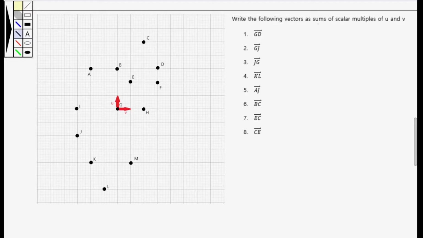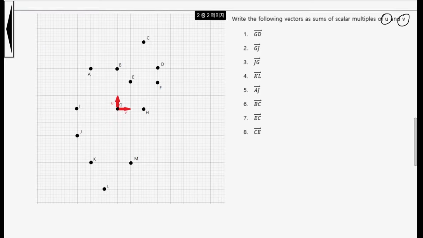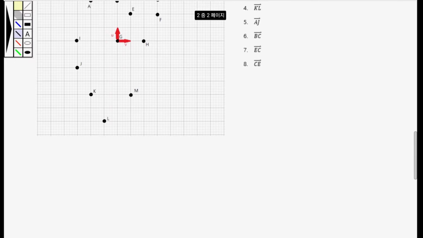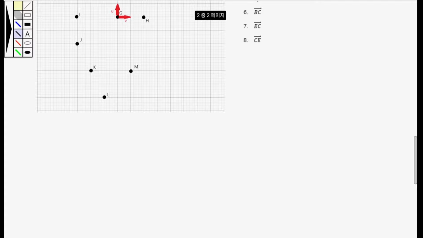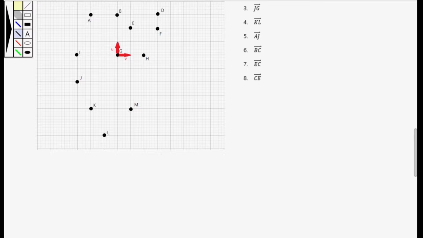Write the following vectors as sum of scalar multiples of vector u and vector v. So let's find out what is sum of scalar multiples. Some scalar multiples we already know, they will be expressed by using vector u and vector v.